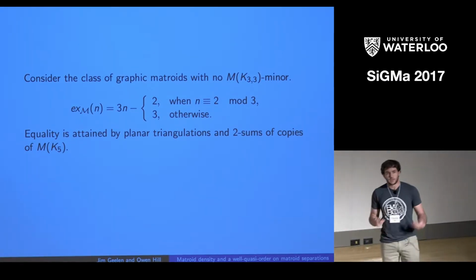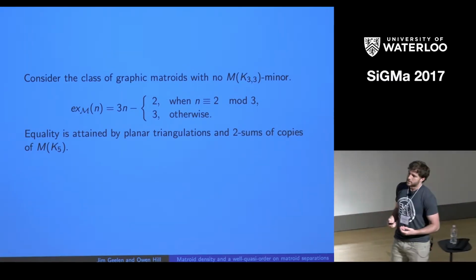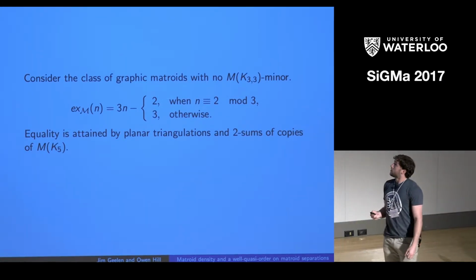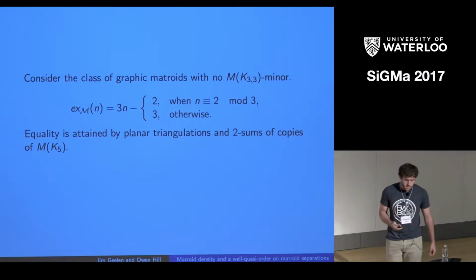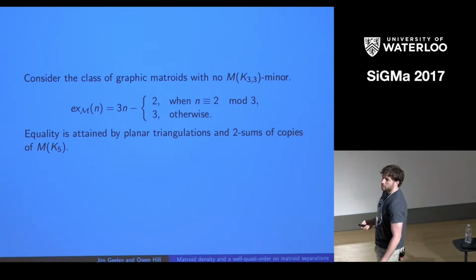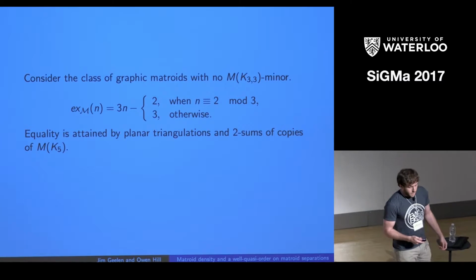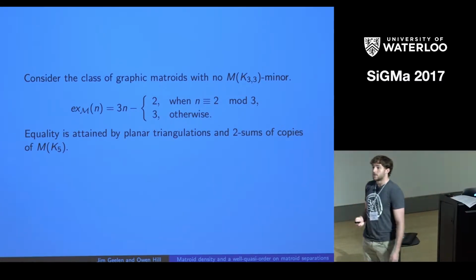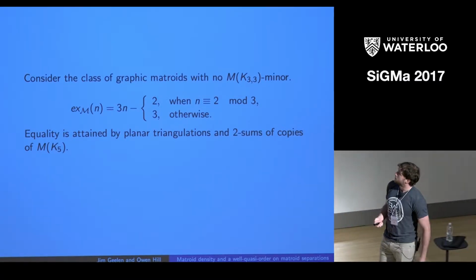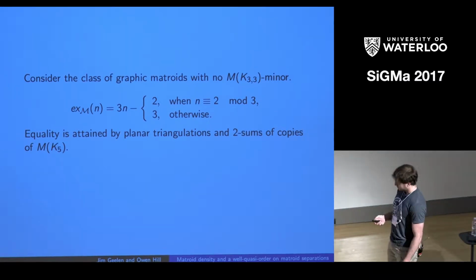And what is an extremal function? What we do is we input what we want the rank of a matroid to be, and what is outputted is the maximum size of a simple rank n matroid in our class. So here we have the class of graphic matroids which have no K3,3 minor, and we know that the extremal function is given by 3n minus 2 when n is equivalent to 2 mod 3, and equality is attained by taking 2-sums of copies of K5. Then the extremal function is 3n minus 3 otherwise, and equality is attained in this case by planar triangulations.